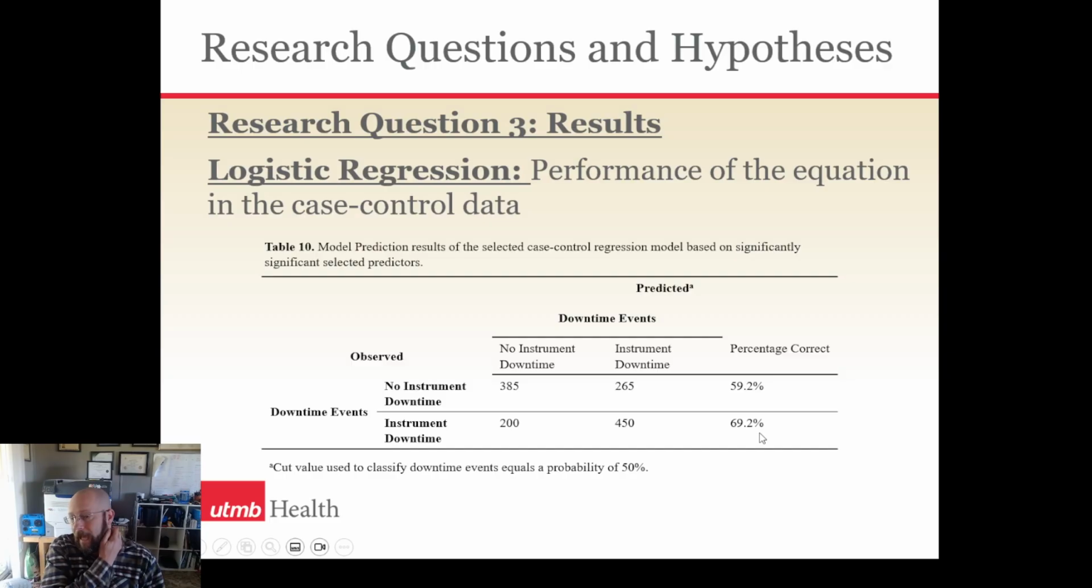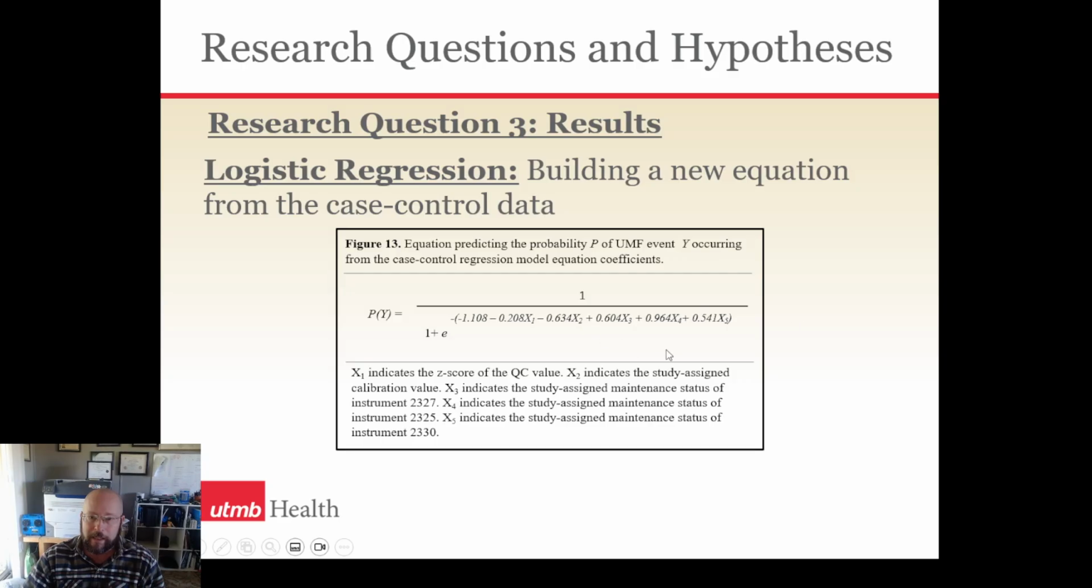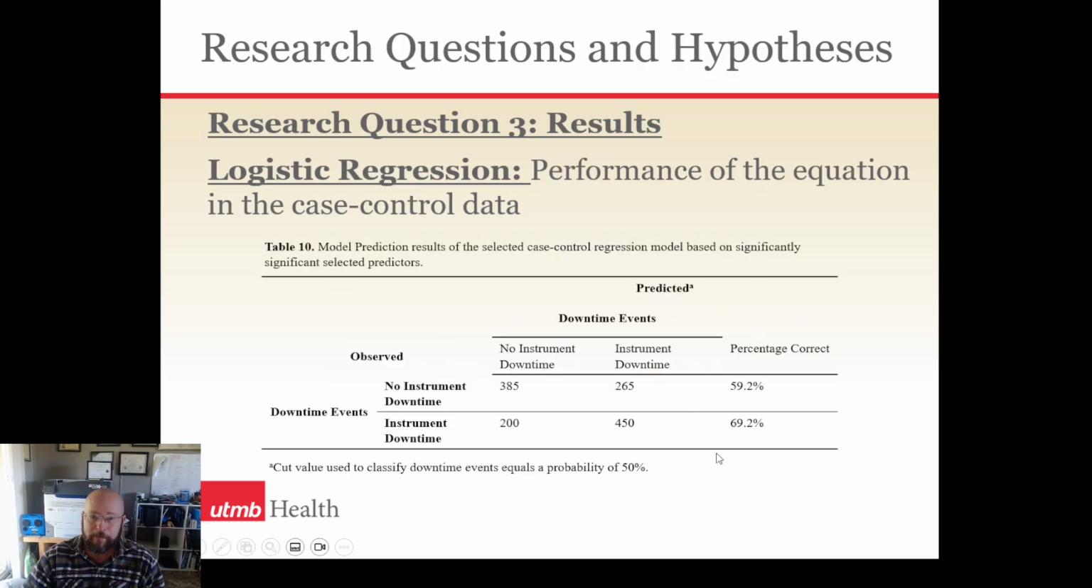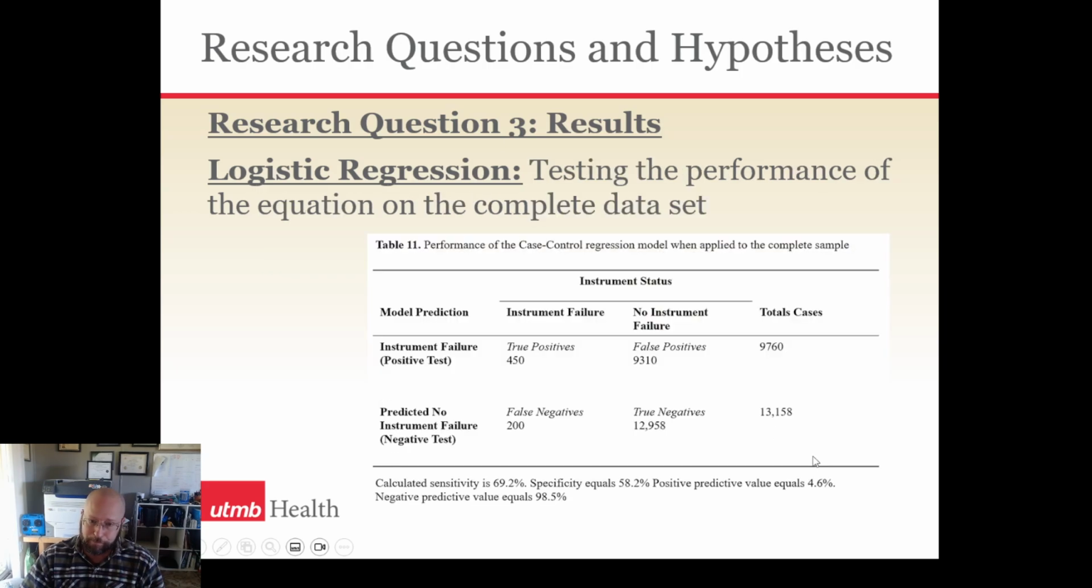So now we're better than the flip of a coin. 70% of the time we can use this equation with our QC and QA data to predict instrument failure, whereas before, you know, it failed when it failed. So now we're predicting it 70% of the time.